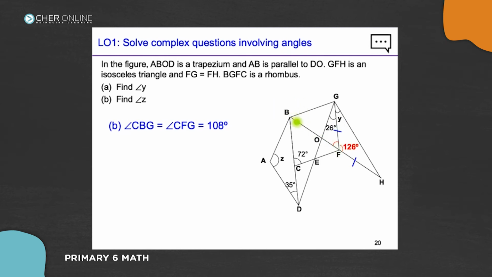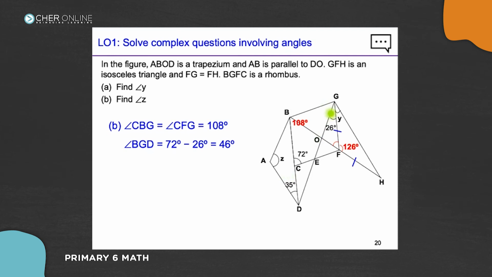Okay, it's actually opposite the angle CFG. And remember, angles that are opposite each other in a rhombus are equal. So this angle here is 108 degrees as well. Okay, then what do we do? This angle here, BGD. Okay, this small angle here, sorry, not BGD. BGF is actually equal to angle BCF as well, because they are also opposite angles.